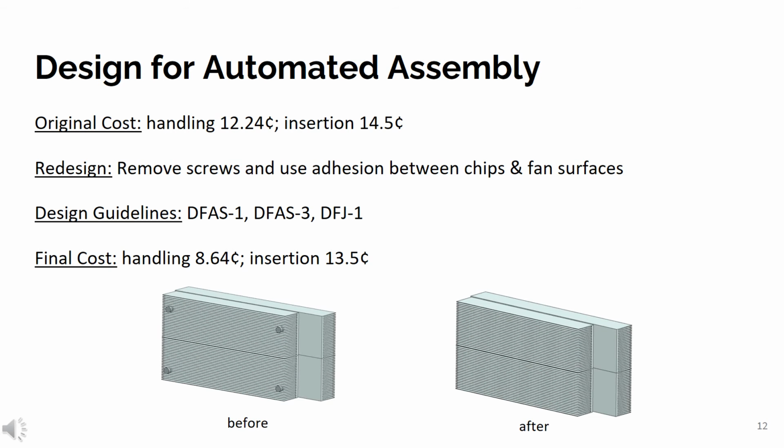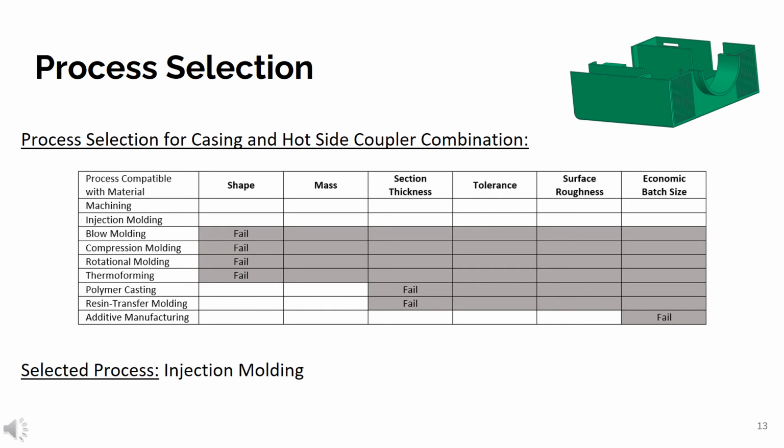Here is the process selection matrix for the casing and hot side coupler combination part. We use criteria such as shape, mass, section thickness, tolerance, surface roughness, and economic batch size to determine which of these processes would be best. Ultimately, we selected injection molding out of the two that we narrowed down to, machining and injection molding.